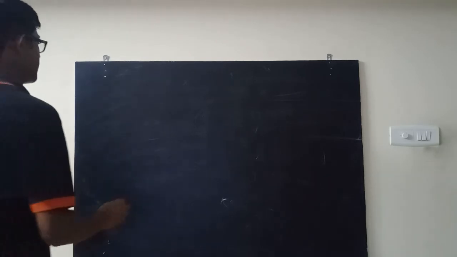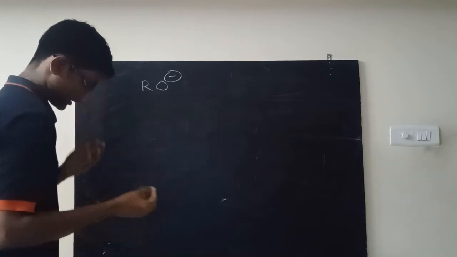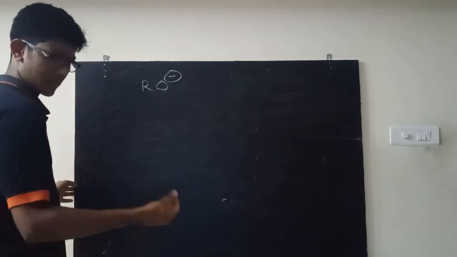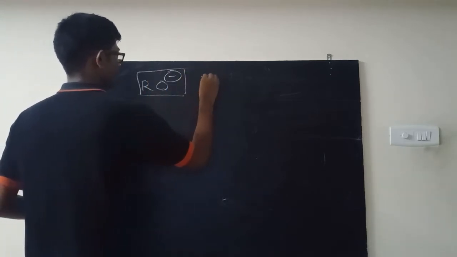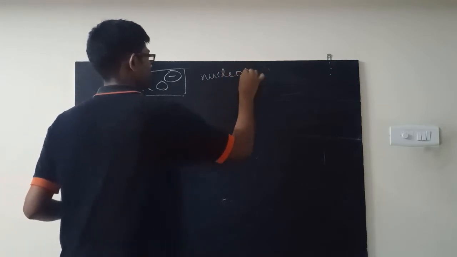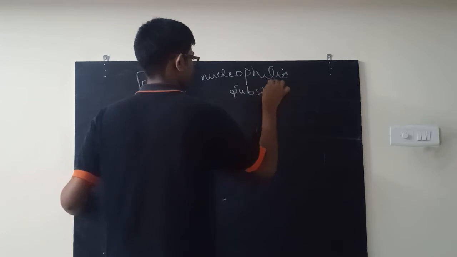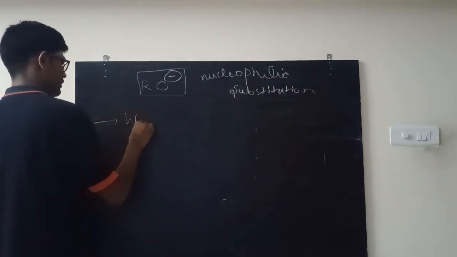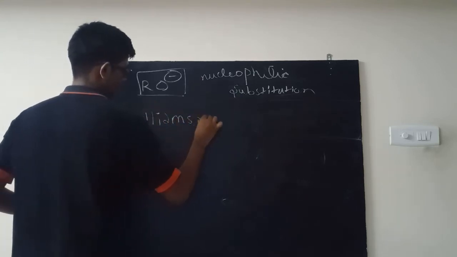In the list of nucleophilic substitution reactions, we talked about RO minus. Now RO minus is a great base, which causes elimination. But that's not always true. It can also cause nucleophilic substitution. And how does it do that? That is basically the idea behind Williamson's ether synthesis.